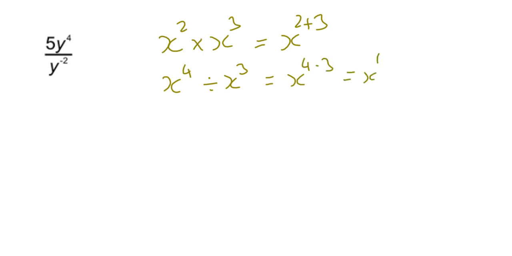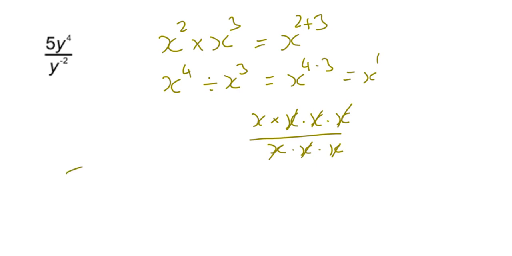the power 1. If you weren't sure about that, we could say, well, that's just the same as x times x times x times x divided by x times x times x. We can cancel those out. We can divide top and bottom by x, and you end up with x to the power 1. Well, this is the same thing here.